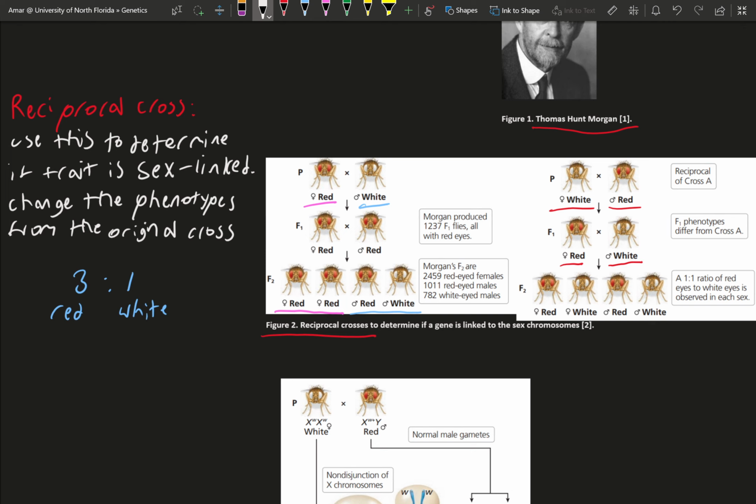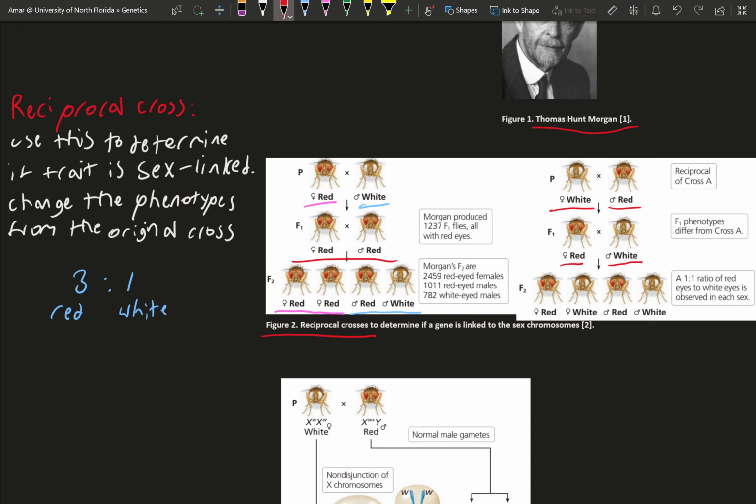So what you're going to do here is, let's say we had a red colored female and a white colored male. In a reciprocal cross, you're going to flip these around. You're going to cross a white colored female with a red colored male. And then if we get different results in the F1, then this trait is being passed on through sex linkage.